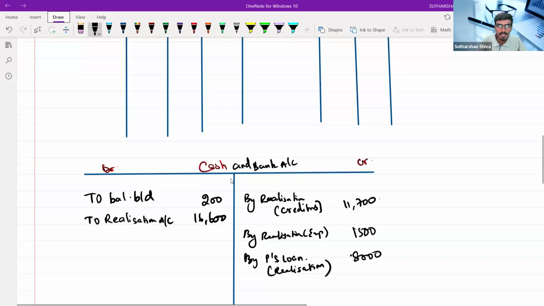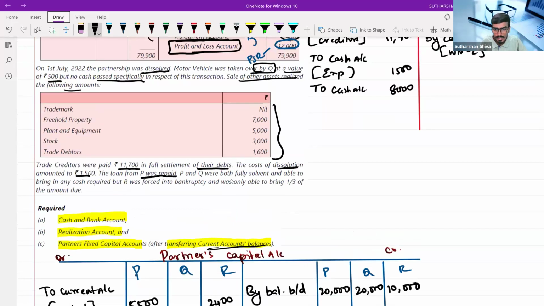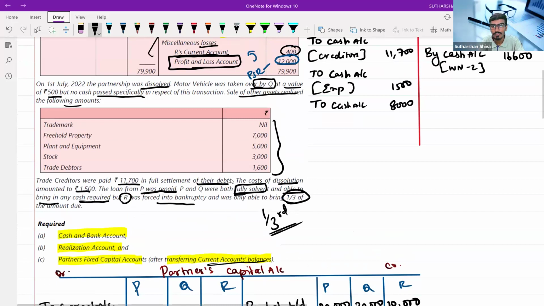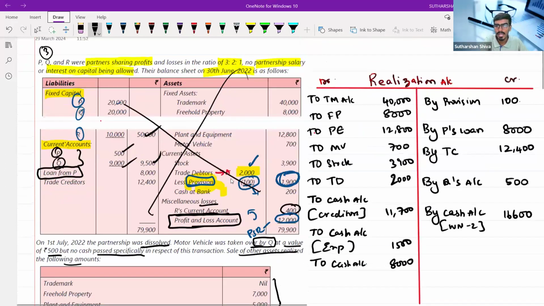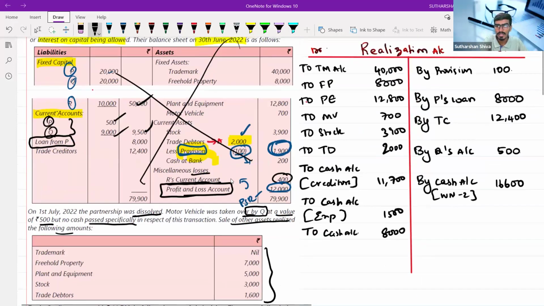Next, P and Q were both fully solvent and able to bring any cash required, but R was forced into bankruptcy and paid 1/3 of the amount due. What is meant by 1/3 of the amount due? It is only 33.33%. That is the 1/3 value. So everything is posted. First thing, close the realization account. Everything we have put, so we are going to sum up the values. Somebody calculate debit values and somebody calculate credit values.